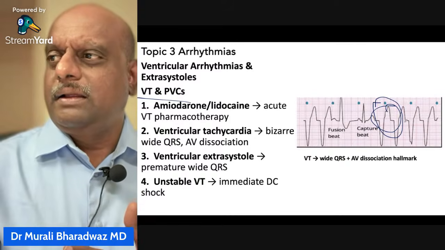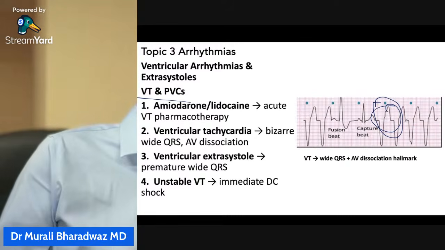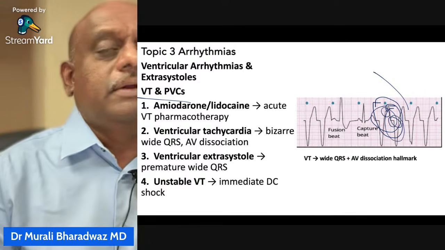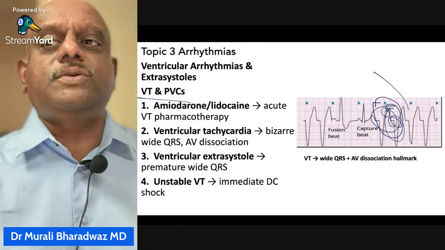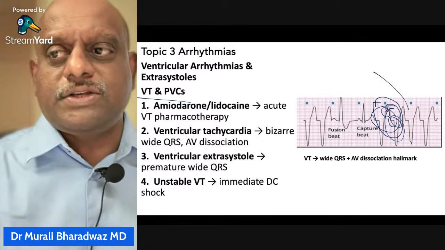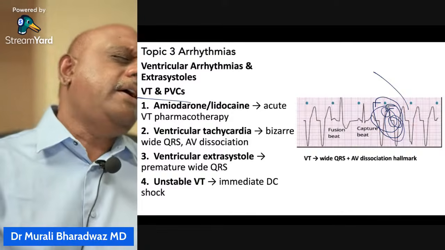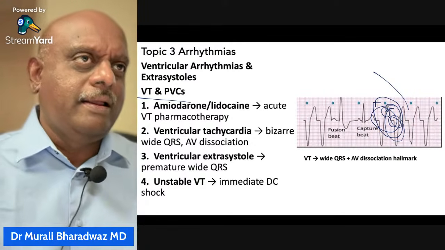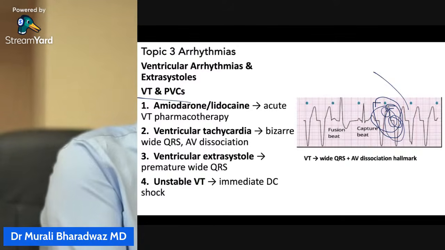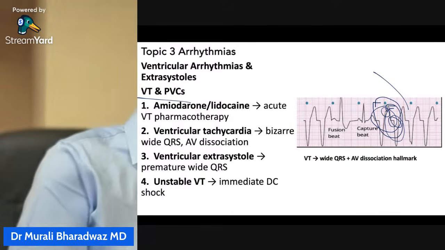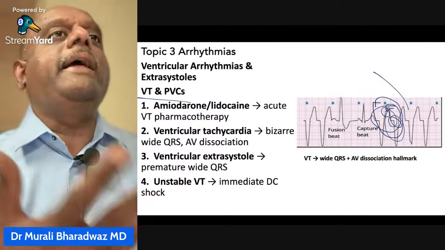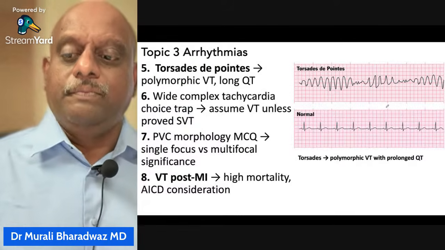And how do you identify ventricular extrasystoles? A lot of people in their ECG will have abnormal shaped wide QRS complexes, which are called ventricular extrasystoles. So whenever there is a wide QRS complex tachycardia, once more you remember, wide QRS, VT, narrow QRS, it's not VT. You need to identify. Unstable VT, you need to do immediate DC shock, is what we need to remember.